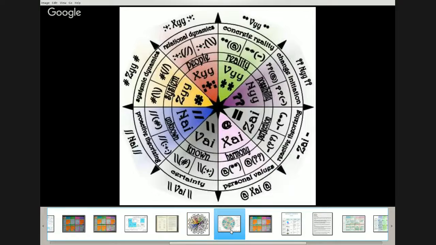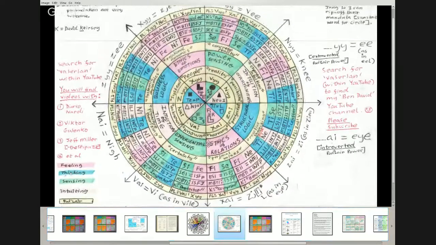Right, and anyway, so this one explains all of the pod layer terms and relates them to the Socionics versions and the MBTI versions. Right.